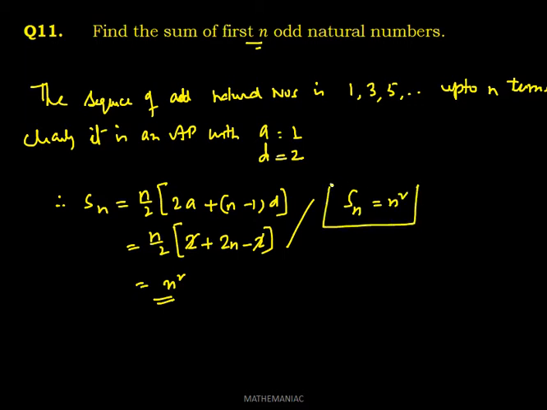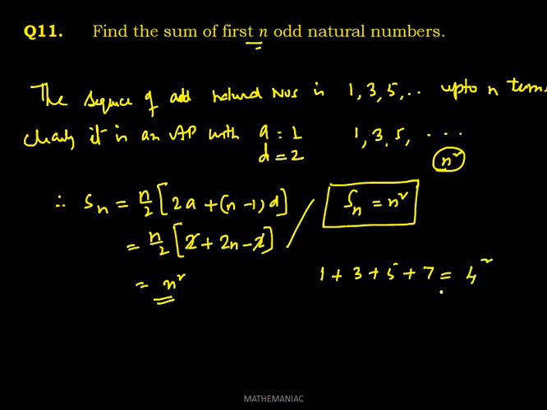This is what I was talking about as a very important standard result. Please make sure that you remember this always. The sum of first n odd natural numbers starting with 1 is n square. For example, if someone asks you what is 1 plus 3 plus 5 plus 7, do not add it, just count the number of terms. How many are there? 4. So the answer will be 4 square.